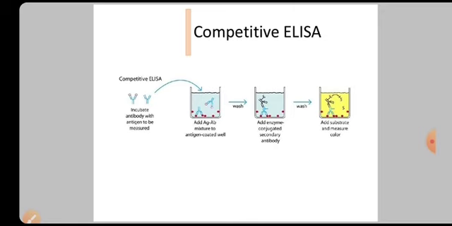So here one difference is, if color is more, the coronavirus is less. If color is less, the coronavirus is more. That means vice versa. If coronavirus is more, color is less. If coronavirus is less, color is more, because it is a competitive type.